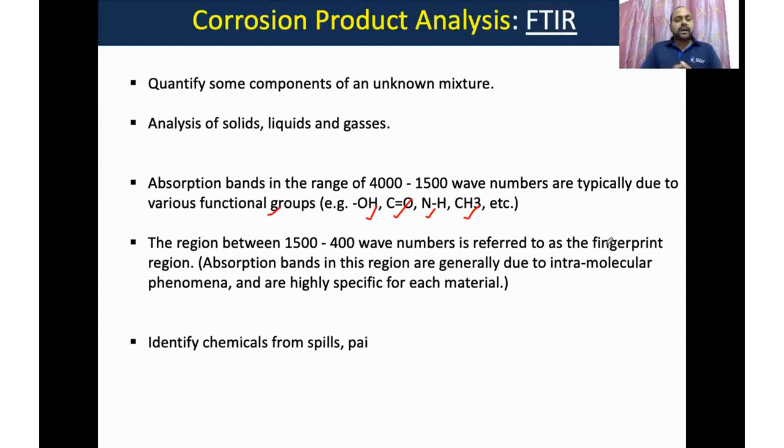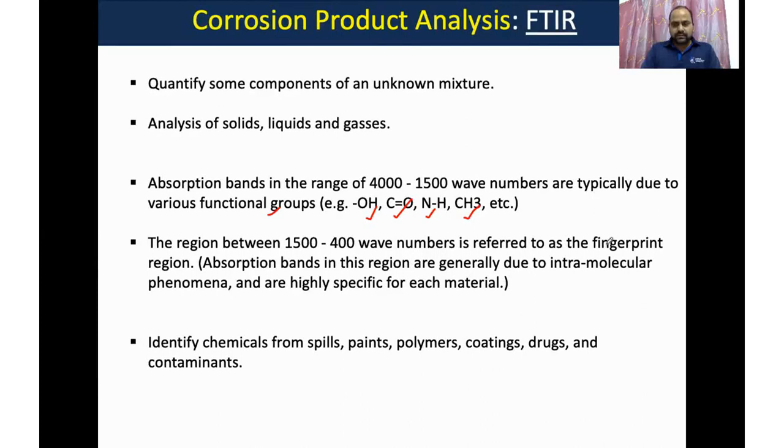We can also identify a chemical from, let's say, something that has spilled, or some paint, polymer, coating, drug, or any contamination, when you just want to identify what kind of chemical is there. The easiest way is to do FTIR analysis. Let's say you have some paint and you are not aware of what composition or element is there. Just do the FTIR analysis and we will be able to get an idea about the chemical composition. So this is a very good technique for corrosion also.